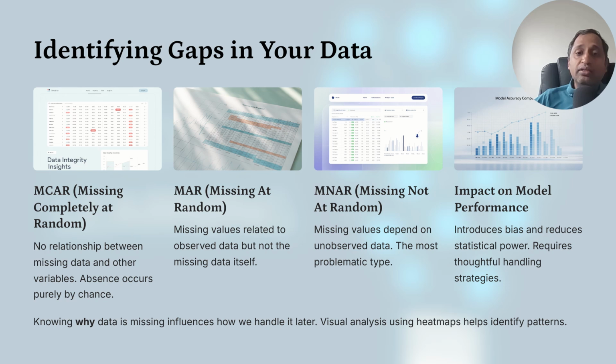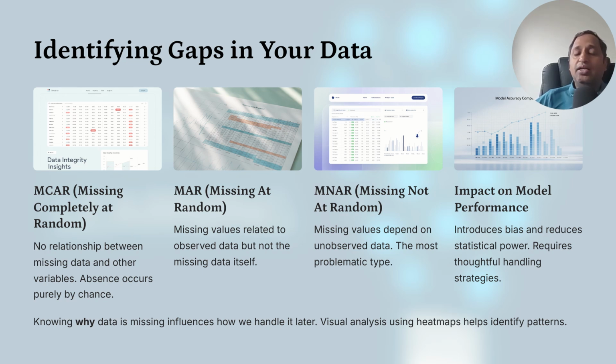So let's start with the missing completely at random category. This means the missing values have no relationship to anything else in the data set. They are purely random. For example, a sensor might have failed, or maybe the user has not entered a particular field, skipped it in the form, right? So these are the easiest type of missing data to deal with. We can just drop them or impute values without much risk of introducing bias.